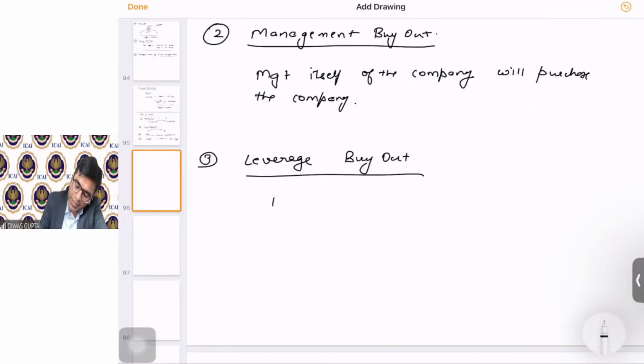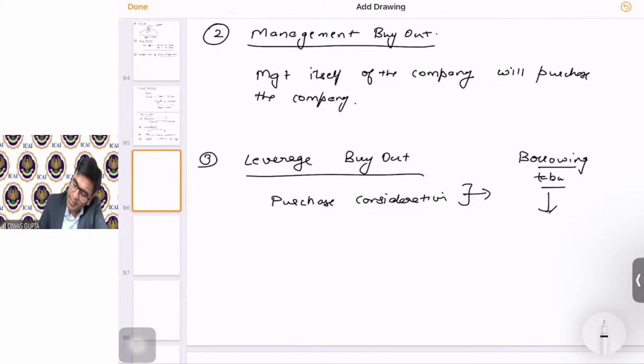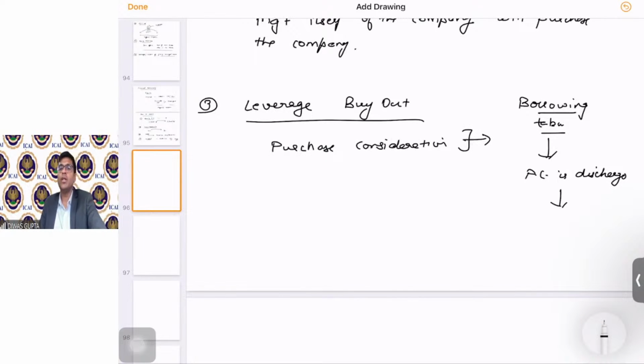In this case, the purchase consideration that we need to discharge is discharged by taking a loan. So what happens? Borrowings are taken. After that, PC is discharged. So purchase consideration is paid using the borrowed amount. So in a way, you're taking a loan and then you are purchasing a company. That is called a leveraged buyout.